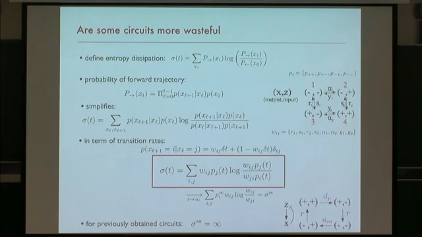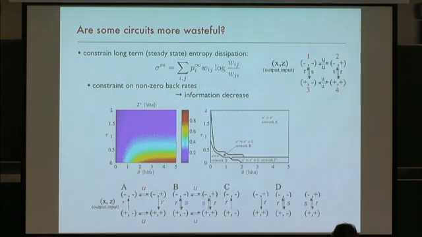And the point is that the circuits I discussed previously, they all have infinite dissipation, even when they're in steady state. So we started investigating what happens if you actually impose some constraints on how much dissipation you can afford.